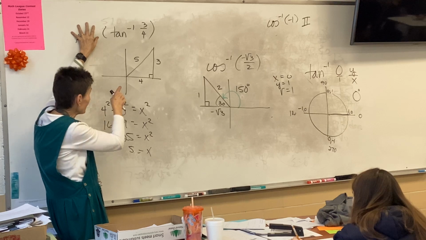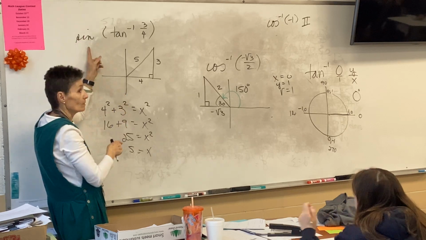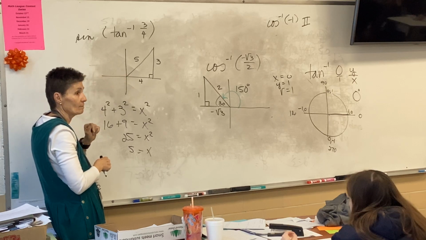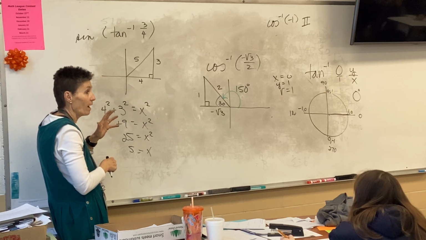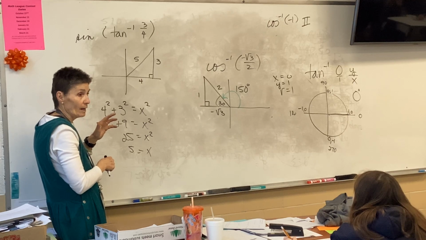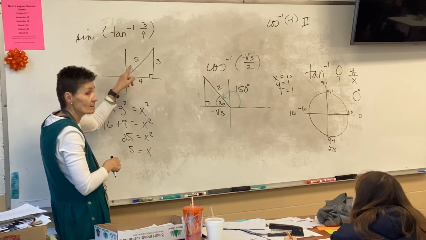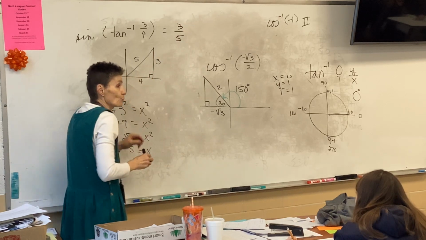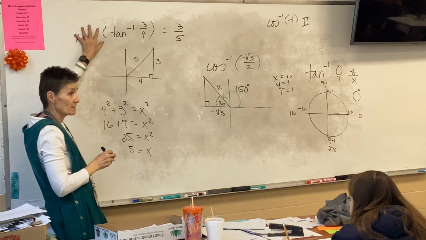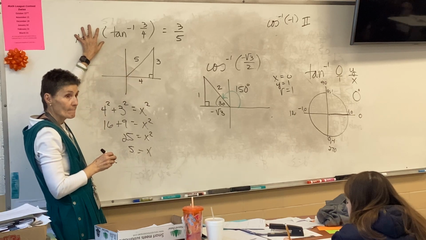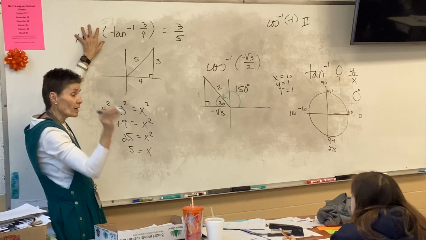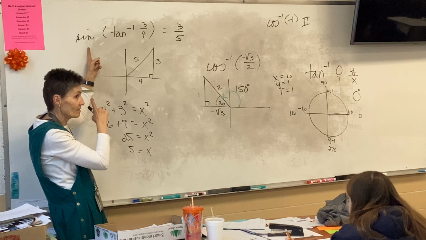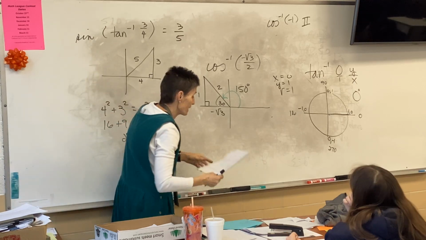Now, looking at that triangle, what's the sine in that picture right there? Opposite over hypotenuse. So the answer is 3/5. Draw a picture of your parentheses. And then once you've got everything labeled, find whatever that is, the sine in this case. All right, let's try the next one.